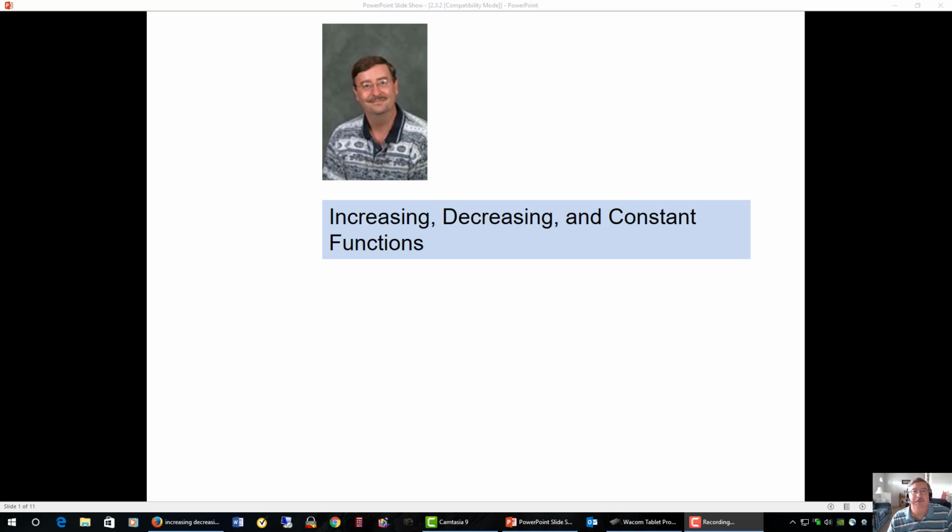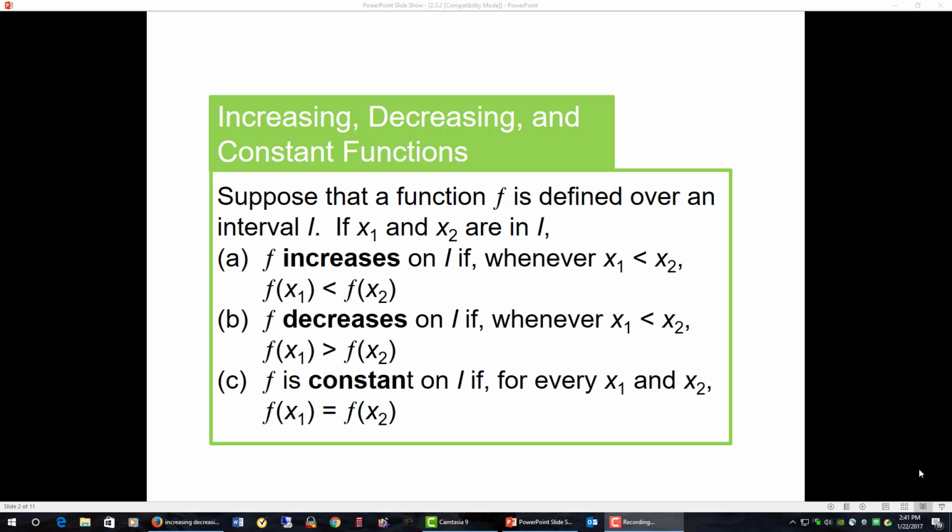In this instructional video, we're going to discuss increasing, decreasing, and constant functions, and maybe even throw in a little domain and range as we go along. All right, so the definition for increasing, decreasing, and constant functions is as follows.